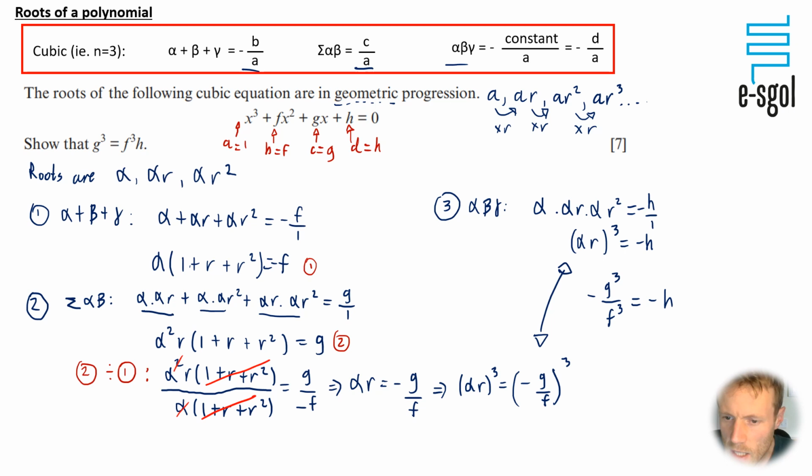I guess because there's a negative on both sides, we can kind of cancel the negative out. And what are we trying to get it to look like? We're trying to get it to look like this. So g cubed equals f cubed h.